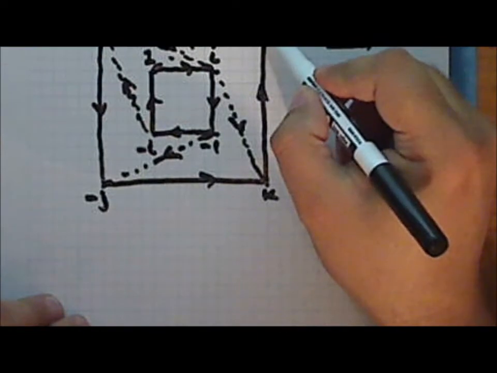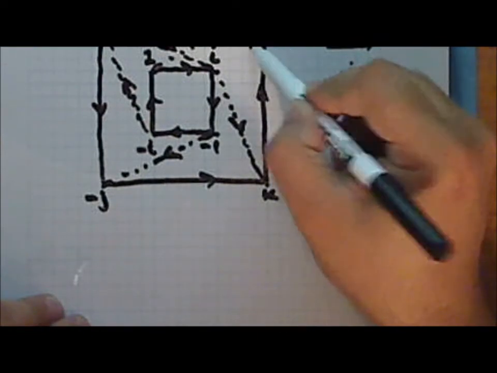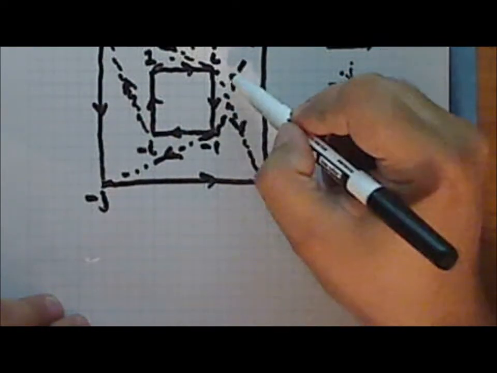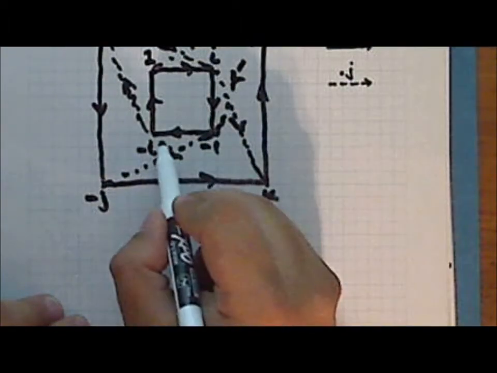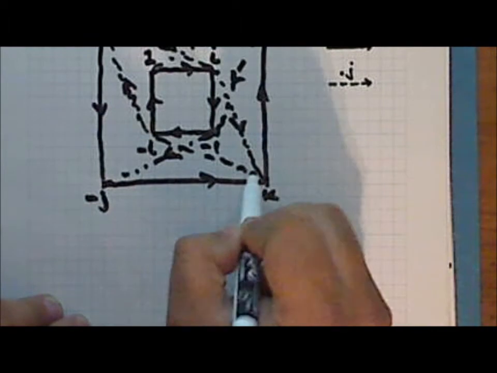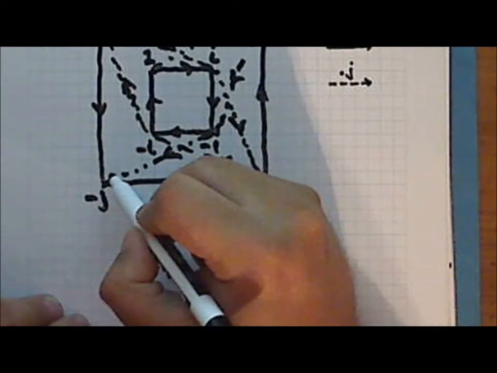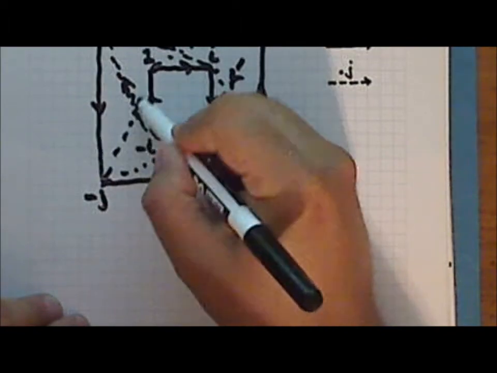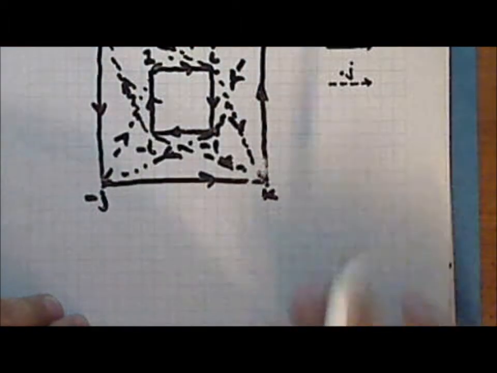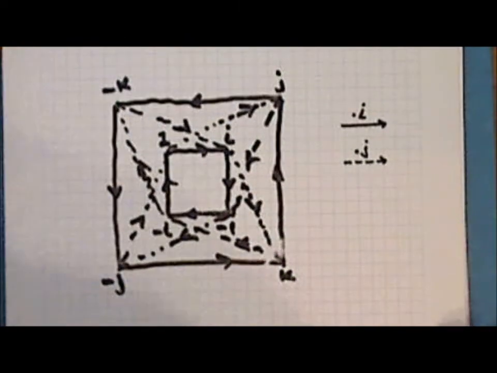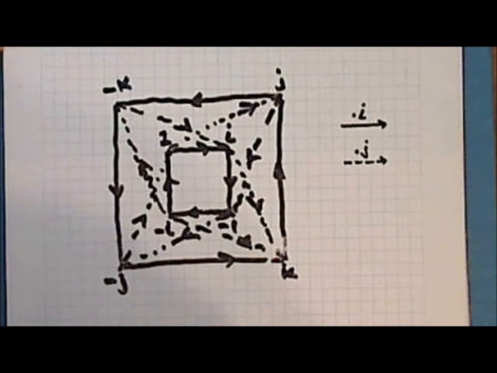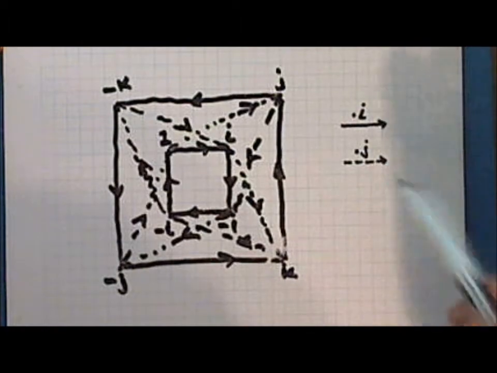J times J gives us negative 1. K times J gives us negative I. And negative J times J gives us 1. So here is a representation of the digraph, Cayley digraph, for the quaternion units with the generating set I and J.